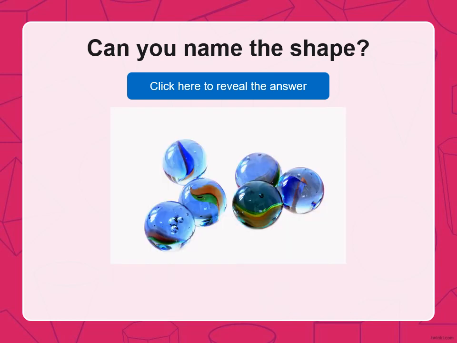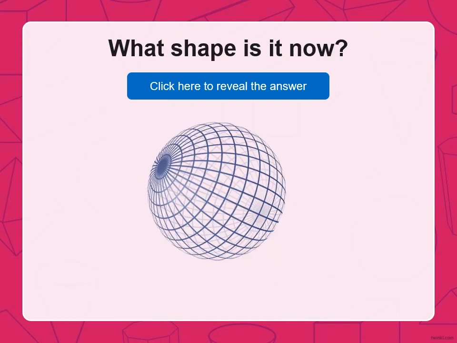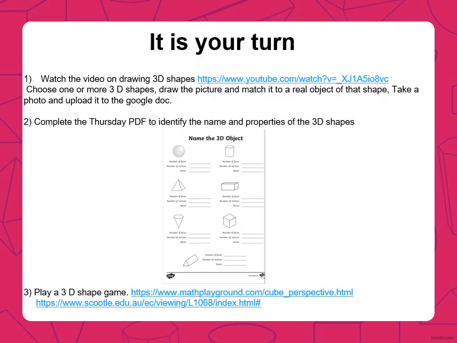Can you name this shape? Yes, we know they're marbles, but what's the shape? A sphere. Oh, what shape is this one? Oh, yes, it just looks a little bit in a different angle, but it's still a sphere.